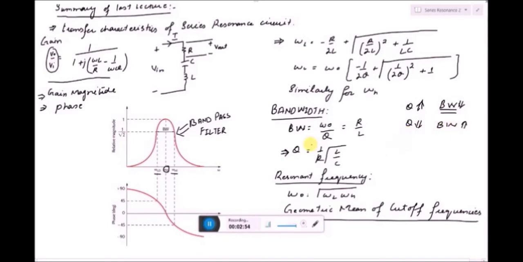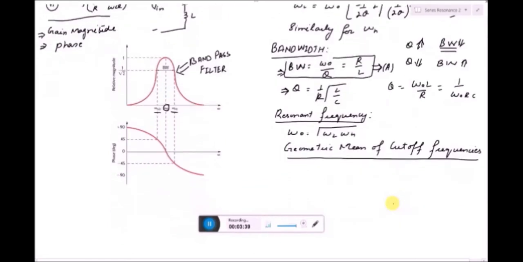After that, from the bandwidth equation, equation A, we calculated the third formula for the quality factor. We already know that quality factor is equal to omega naught L over R, and it is also equal to 1 over omega naught RC. From the bandwidth and quality factor equation, we got the third formula for the quality factor in terms of only the circuit elements. In the last portion we defined that the resonant frequency is actually the geometric mean of the cutoff frequencies. So this was the summary of the last lecture.